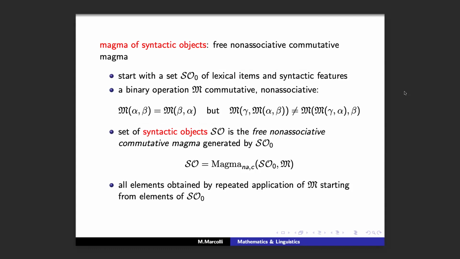You start with a set, which is a finite set. It's possibly very large, but finite, which is the lexical items and syntactic features. And you form the free magma on that set with the binary operation. In this case, it's the free non-associative commutative magma. So you have a binary operation that is commutative but non-associative.